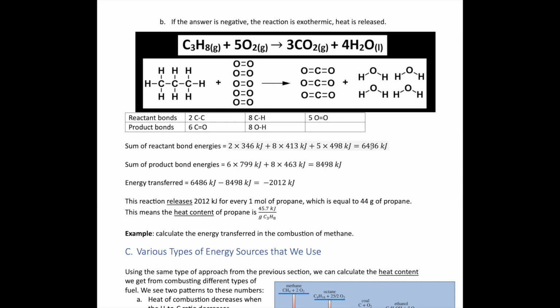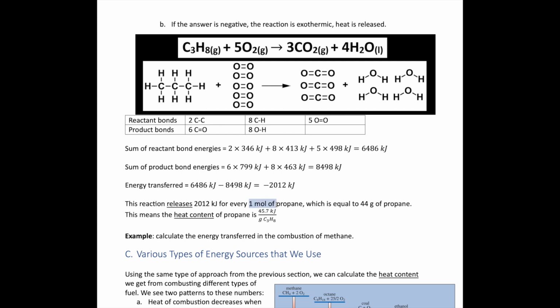And then we subtract reactants from products. The 6,000 minus the 8,000, and you get a negative 2,012 kilojoules. So when the answer is negative, that means heat is released for every 1 mole of propane. Now, why 1 mole? Because in the reaction, the coefficient of propane is 1. If when you balance the equation, you get a coefficient of 2, for example, for your hydrocarbon, then the energy you calculate is for 2 moles of that hydrocarbon.